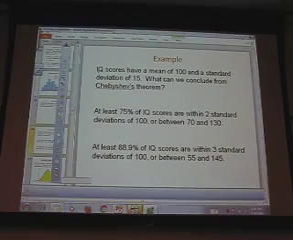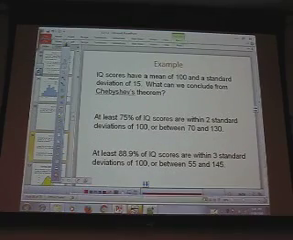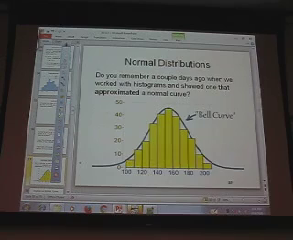Here it is prettier. Yes? Right, so the coefficient of variation is used to compare variations, or standard deviations, either one, of samples with different means. Normal distributions.